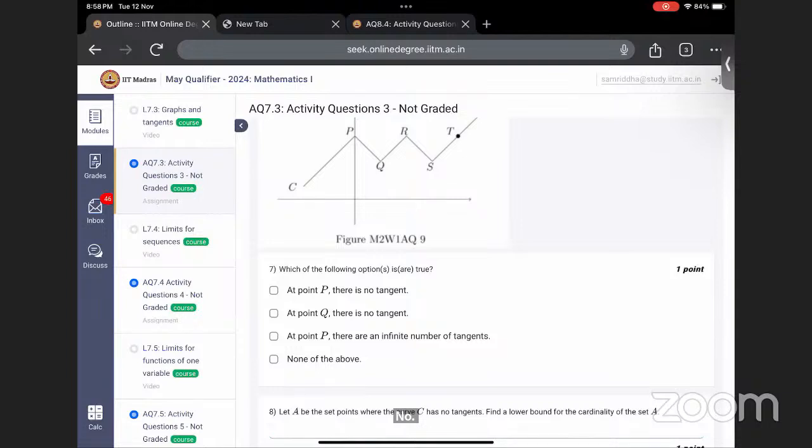Sorry to interrupt. When you said differentiable, maybe I haven't gone through those lessons. So I just want to know, what do you mean by differentiable?